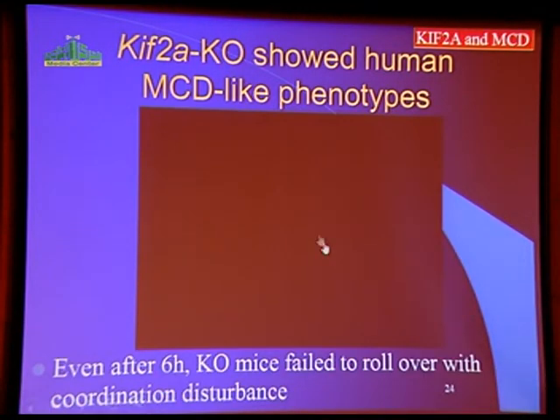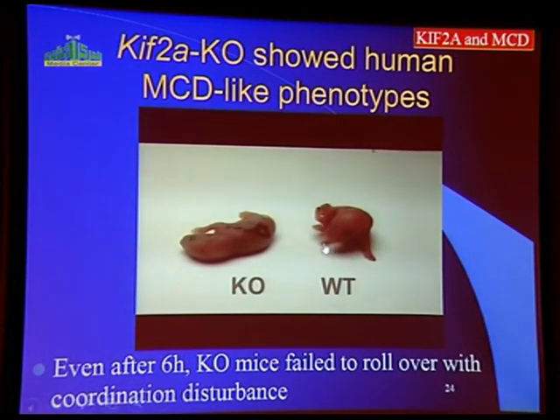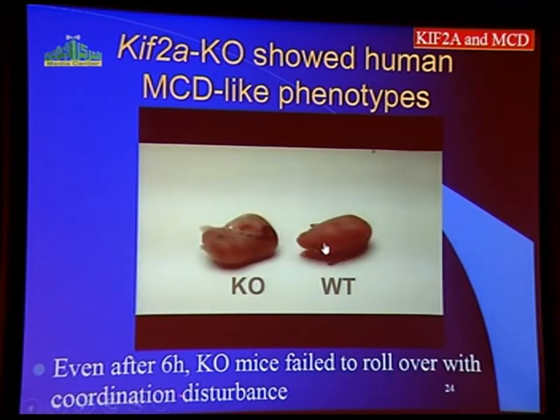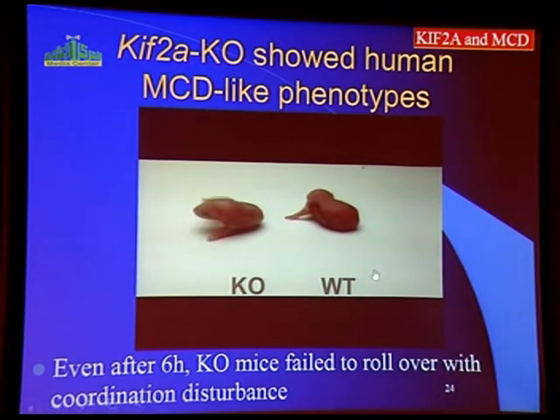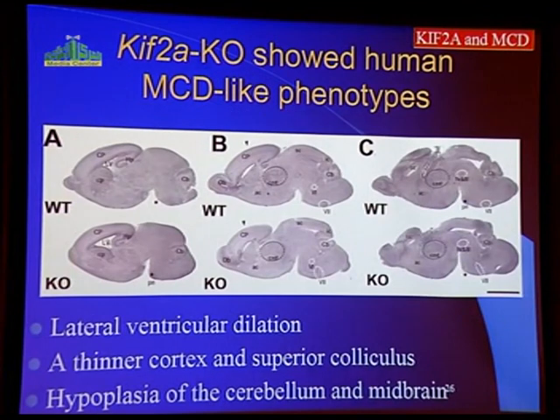And so even after 6 hours, knockout mice failed to roll over with the coordination disturbance. Okay? So we found out the small pale body and congenital microcephaly in conventional knockout of KIF2A and the cerebellar hypoplasia.